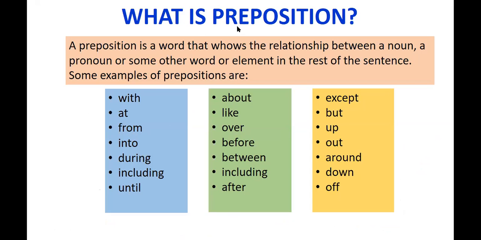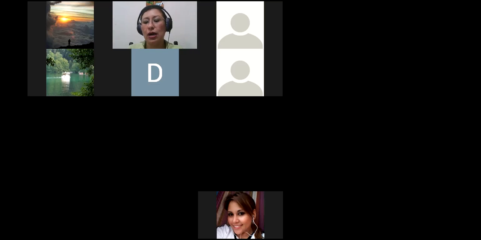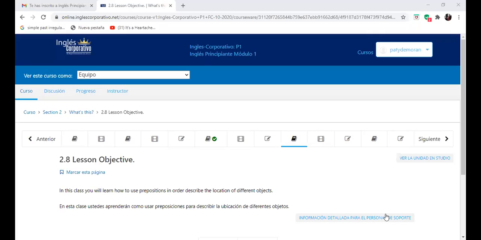Mañana vamos a entrar un poco más de lleno en este tema, ¿verdad? Para conocer lo que son las preposiciones de lugar y de tiempo. But now I would like just to show you which part of the platform is this. And we are going to work with the 2.8 lesson objective that says, in this class you will learn how to use prepositions in order to describe the location of different objects, okay?